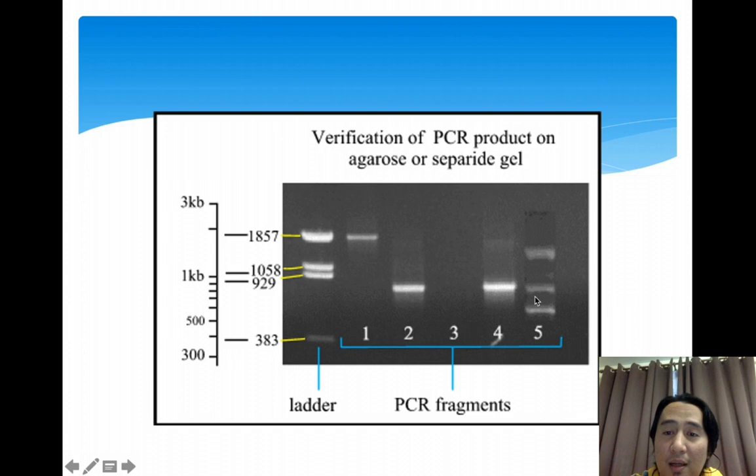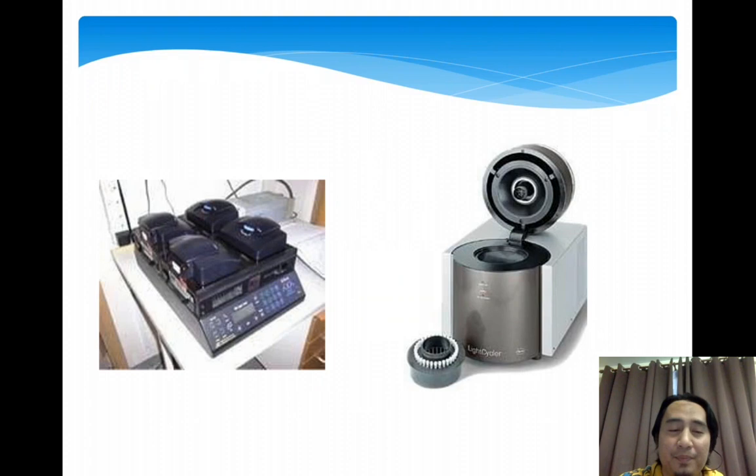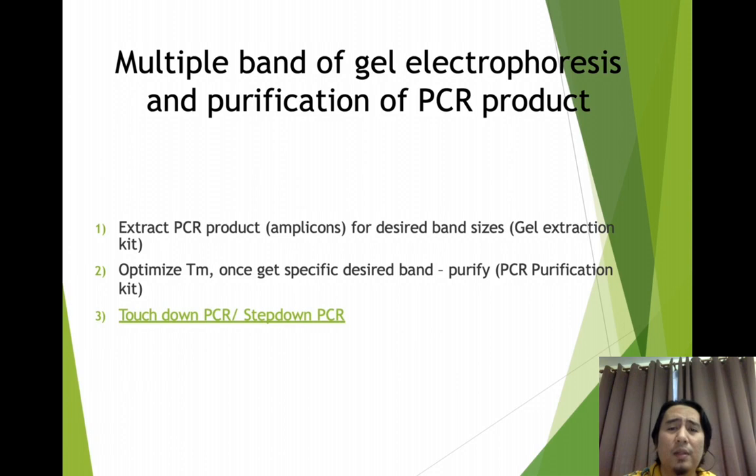To overcome this, to troubleshoot this condition, you have to optimize your annealing temperature. I will explain to you how it is recommended to optimize your annealing temperature later on. Okay, so this is an example of a PCR thermocycler. This is multiple bands of gel electrophoresis, an application of PCR products.